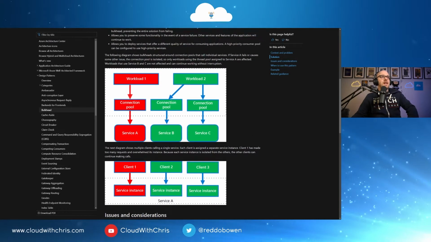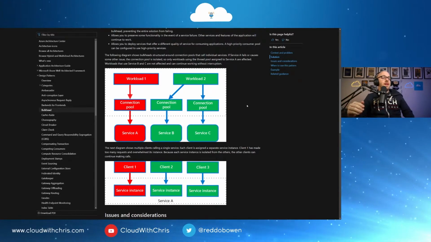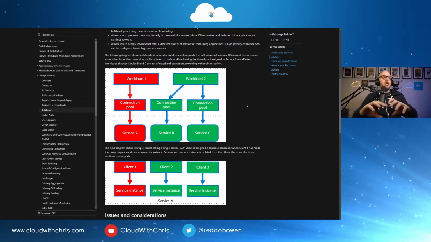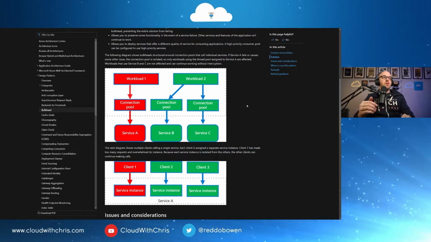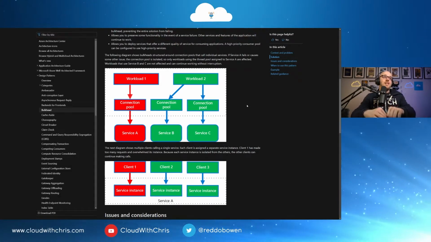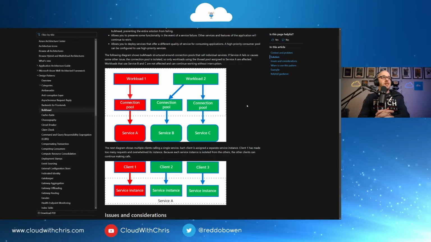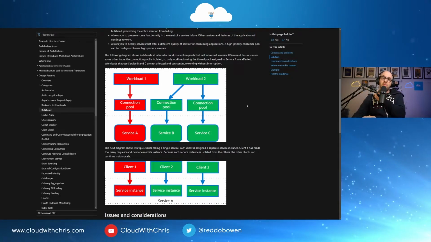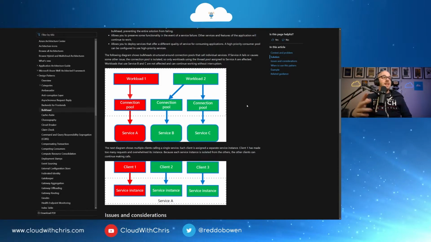So it's all of these kind of considerations to bear in mind here. There's a couple of diagrams, if you're listening in, that I am just bringing up on screen here. The first one is effectively a diagram that shows two different workloads, and the first workload is pointing to a connection pool, and that is pointing to a service called Service A. The second workload then is pointing to two different connection pools, and each of those connection pools is pointing to its own service, so a Service B and a Service C.